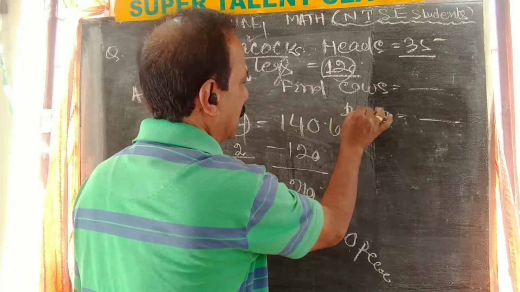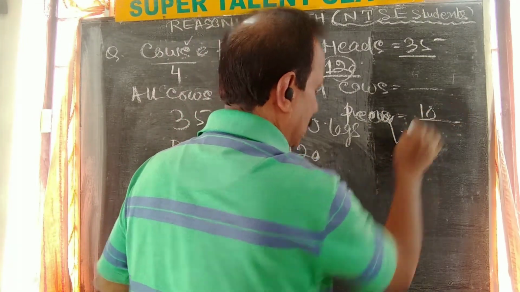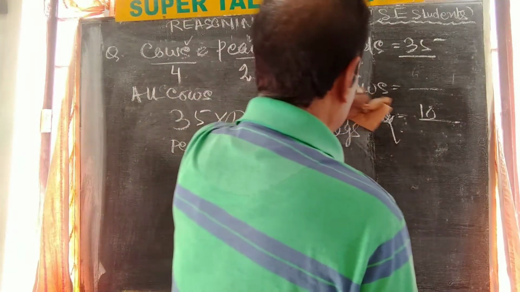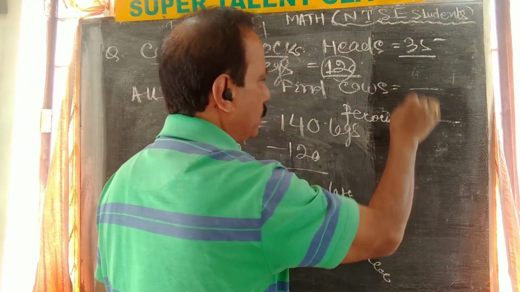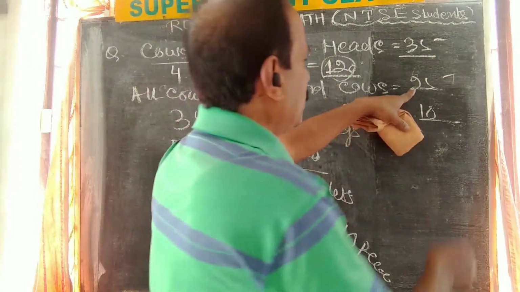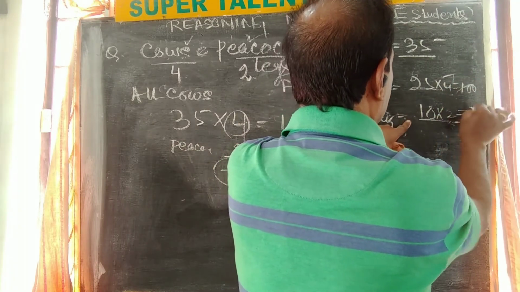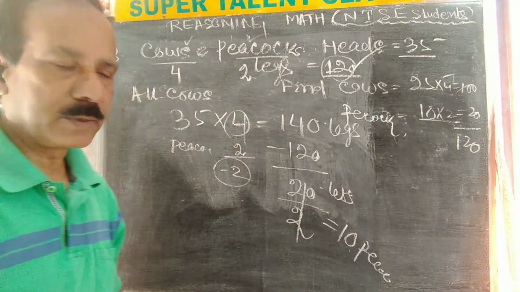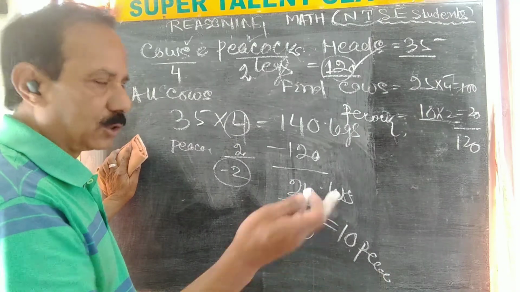10 peacocks, yes, the heads all come the same. So 10 peacocks, and out of 35, immediately you can do it, only for P. 35 minus 10 is 25. Now check your answer. 25 into 4, immediately 100. 10 into 2 is 20. Total legs? 120. See, your answer is correct, right? So immediately you can get it. If you take all peacocks, it will be helpful.